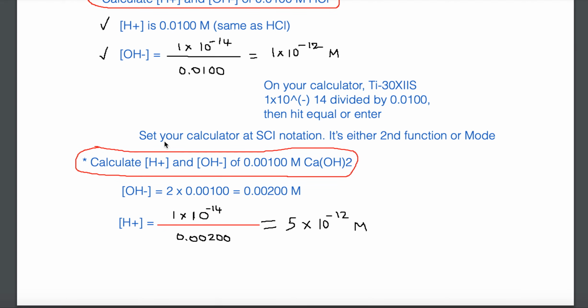Now, this one is interesting. We got 2 hydroxide. So to figure out hydroxide, we need to multiply it by 2. So it's not 0.00100, it's times 2, so that gives us 0.002. If we take 1 times 10 to the minus 14 divided by that, we got H plus. And of course, take the minus log of that, 5 times 10 to the minus 12, that will give you pH.